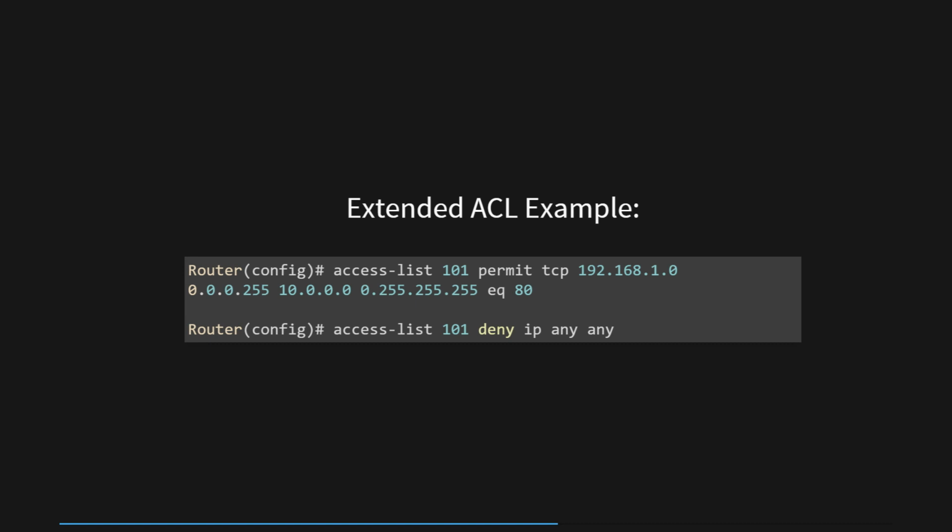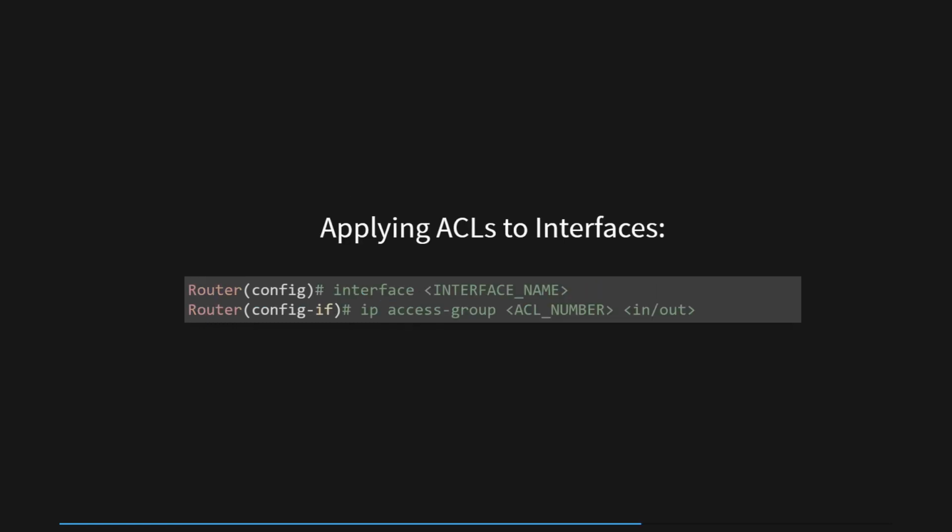ACL number, interface name. The show access-lists command is a helpful tool for troubleshooting access control lists, ACLs, on a router.